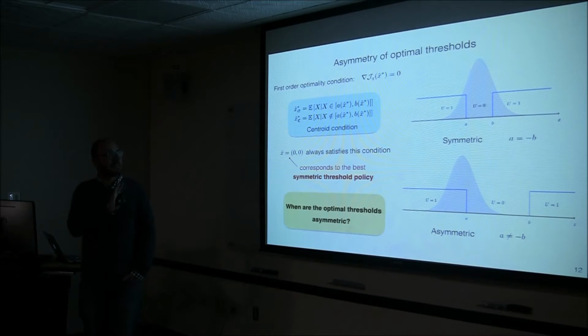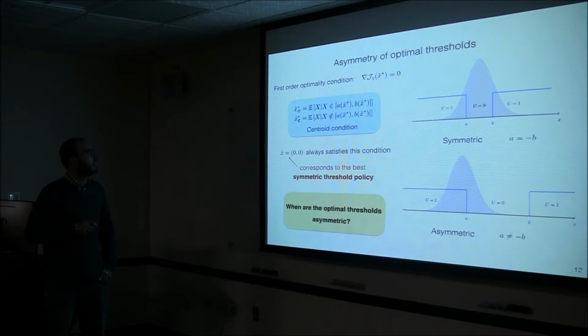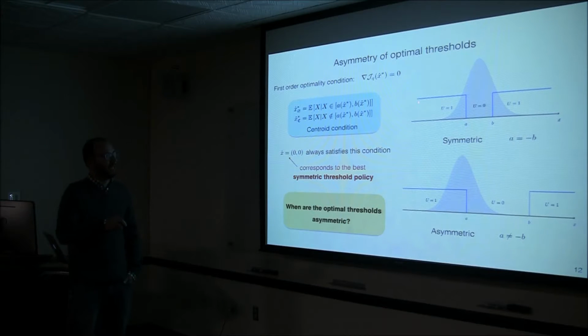Now, the second result pertains to the asymmetry of optimal thresholds. To study the asymmetry, we start by looking at the first-order optimality condition, which says that the gradient of the cost at the local minima must be equal to 0. When we evaluate the gradient, this gives us this pair of conditions here, called the centroid conditions. And we can show that x hat equal to the pair of 0 representation points always satisfies this condition and corresponds to the best symmetric threshold policy. Again, symmetric meaning that the thresholds are opposite in sign, and asymmetric if one threshold is different from minus the other.